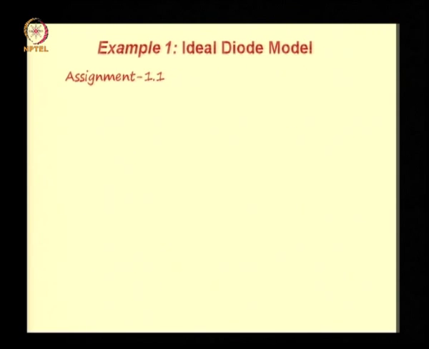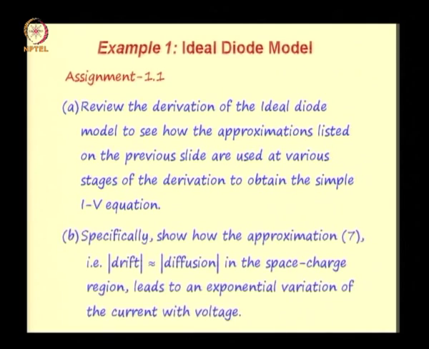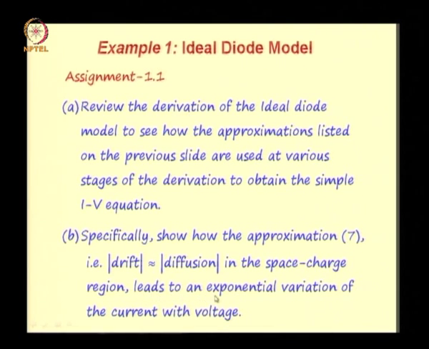Here is an assignment for you. Review the derivation of the ideal diode model to see how the approximations listed on the previous slide are used at various stages of the derivation to obtain the simple IV equation. And part B, specifically show how the approximation 7, that is the magnitude of drift is approximately equal to the magnitude of diffusion current density in the space charge region, leads to an exponential variation of the current with voltage.